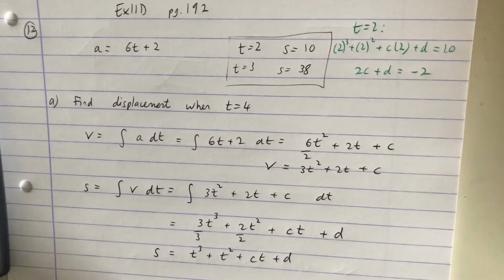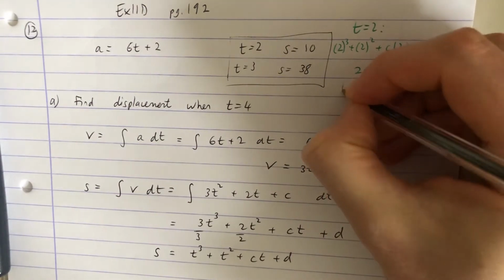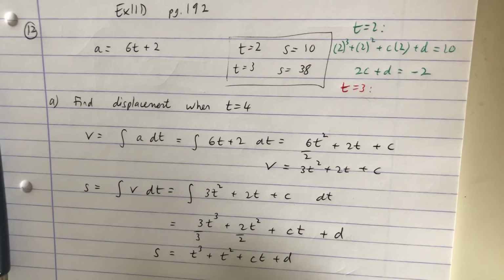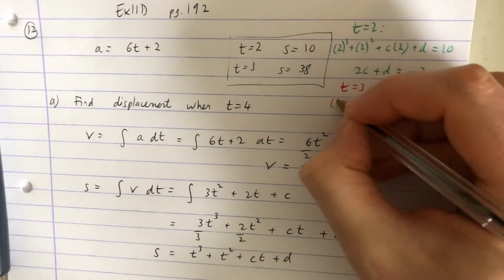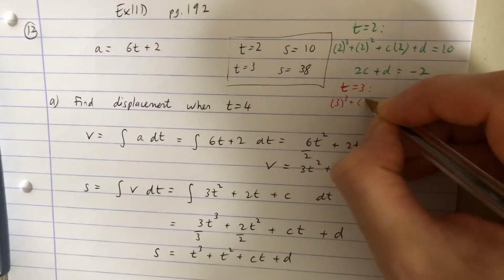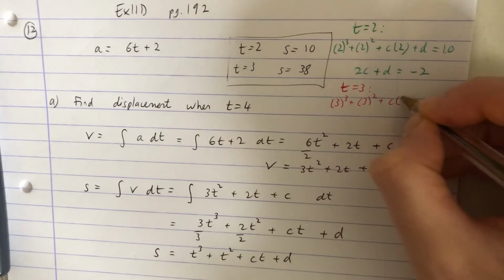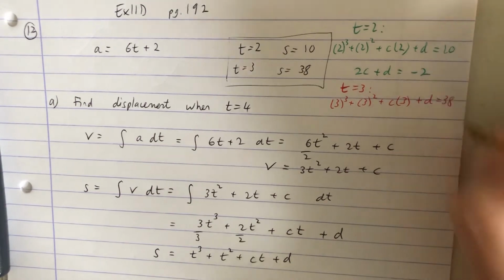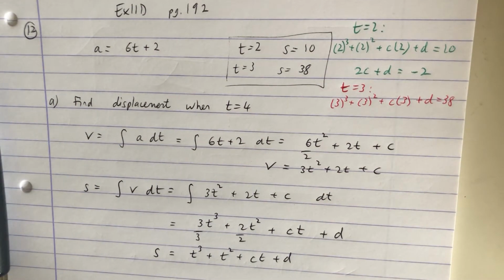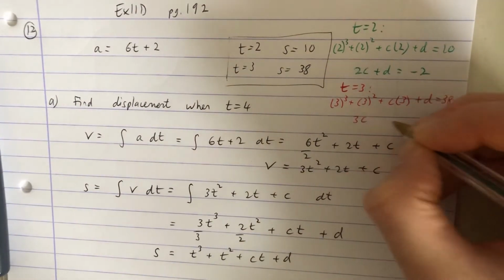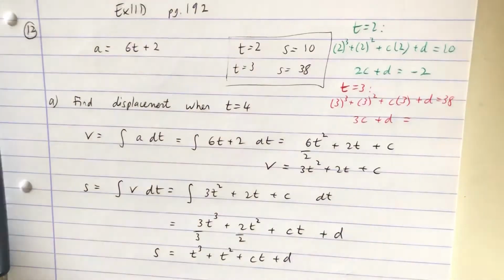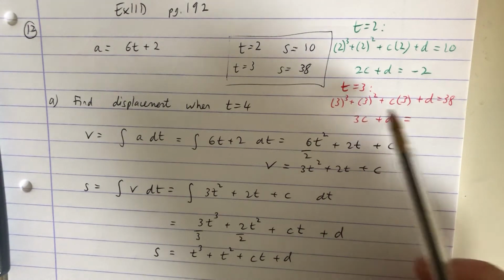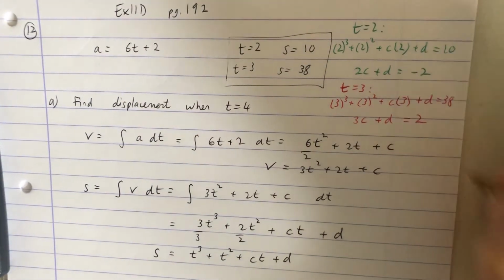And if you did something similar with t is equal to 3, replace every single t value with 3, you get 3 cubed plus 3 squared plus c times 3 plus d is equal to 38. And that simplifies to 3c plus d is equal to 27 plus 9 is 36, subtract that, so 2.